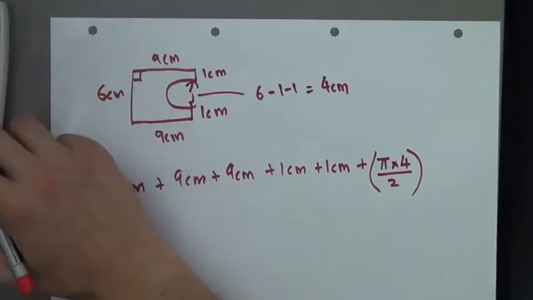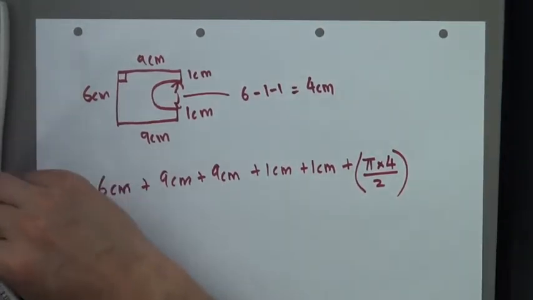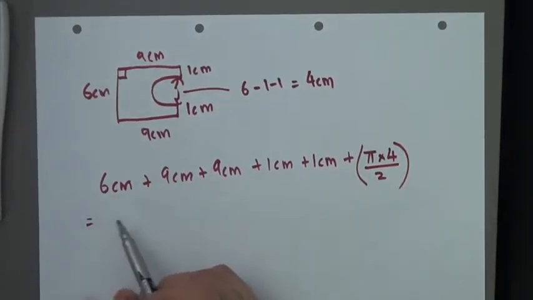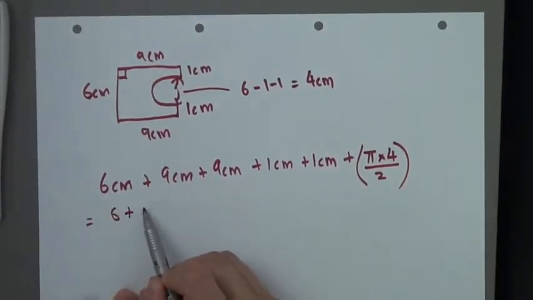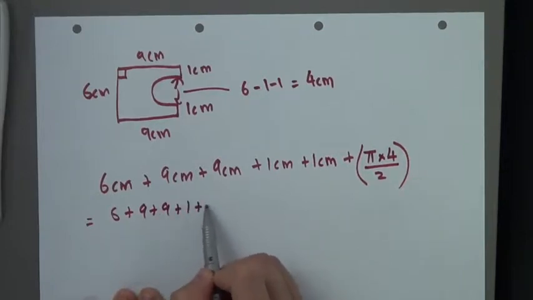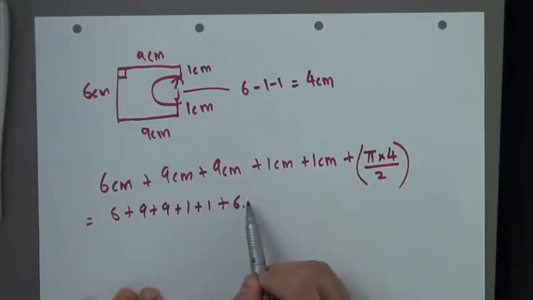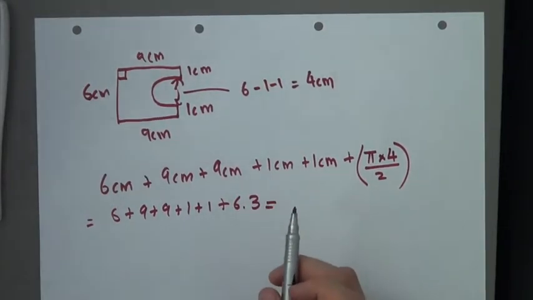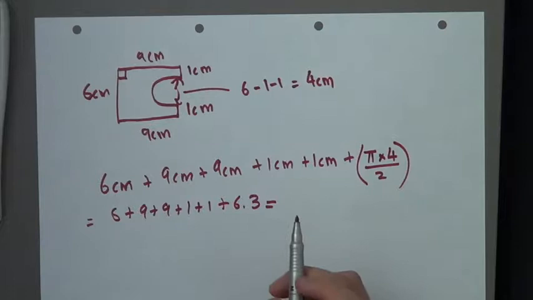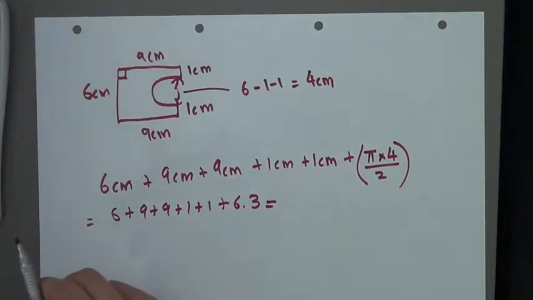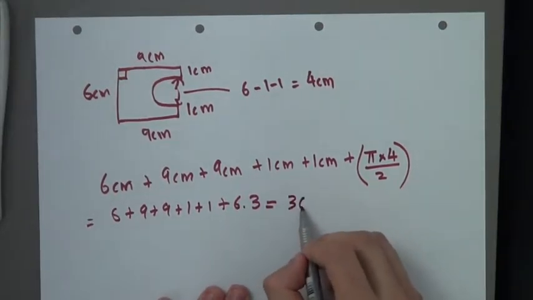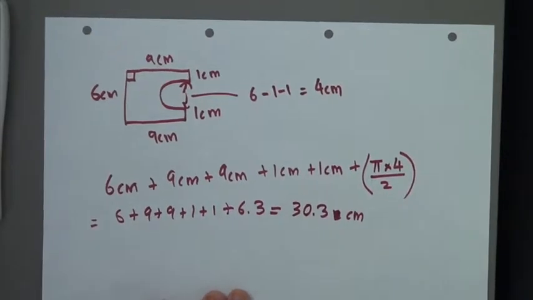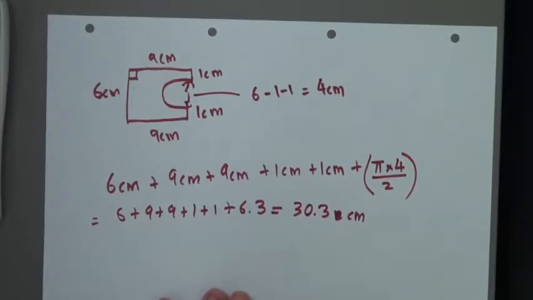So that's approximately 6.3. So if I added all that together, 6 plus 9 plus 9 plus 1 plus 1 plus 6.3, the total length, if I do that on a calculator, is going to be 30.3 centimeters. So that's how we solve that one.